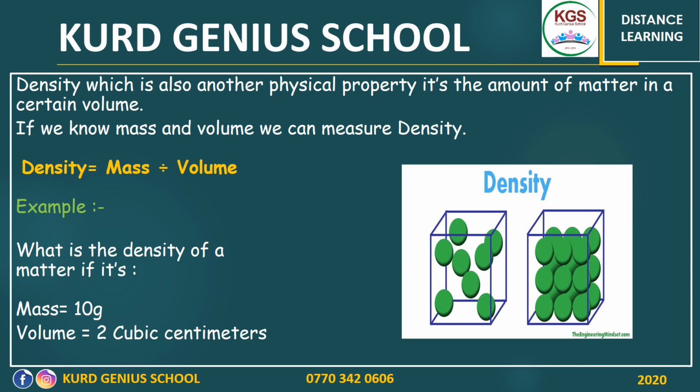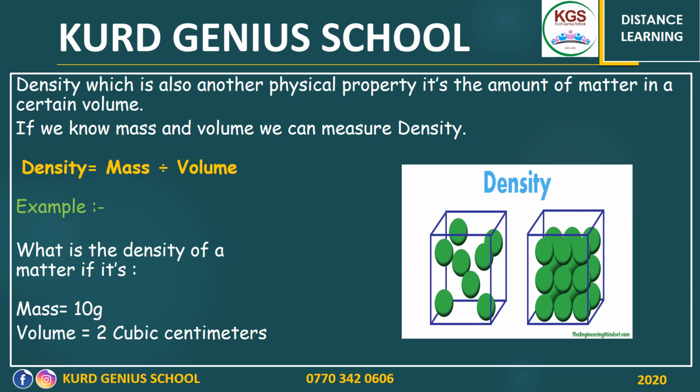Now, another physical property is density. Density is another physical property, and it's also telling us about the amount of matter in a certain volume, meaning the amount of particles that we have. If you look at this picture right here, we have so many particles in one box, and we don't have many in the other box. Now, if I know mass and volume, I can easily find out about density. Density equals mass over volume. I'm going to divide them.